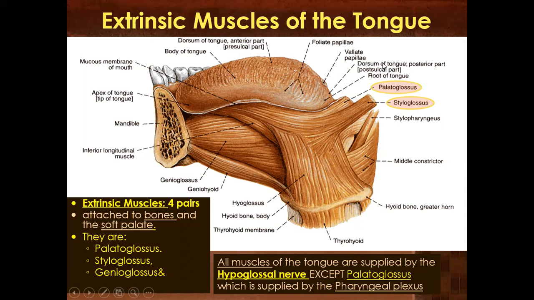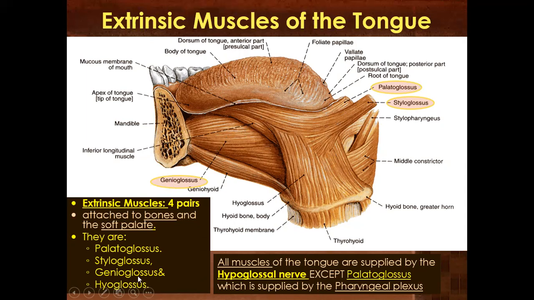So this palatoglossus is attached to the palate, soft palate, and coming down to the tongue. Then we have the genioglossus, which is coming from the mandible. There are small tubercles here called the superior and inferior genial tubercles. So this muscle is taking origin from here and going to the tongue. So it is called genioglossus.